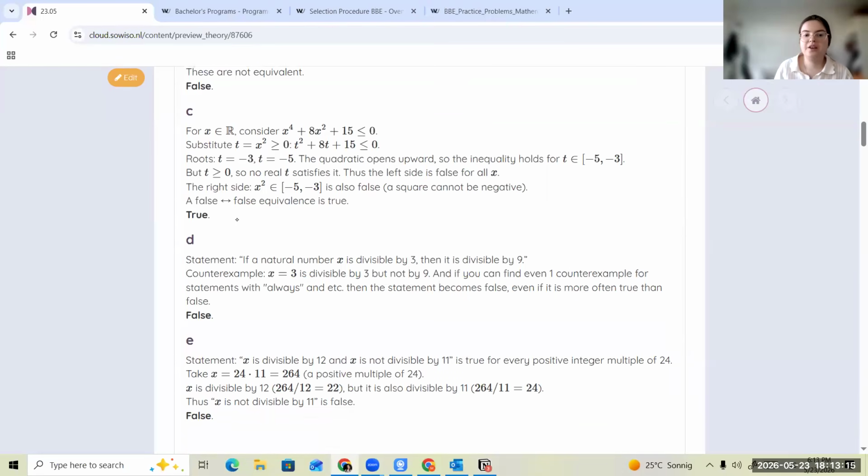So, if a natural number x is divisible by 3, then it is divisible by 9. If you find just one example where it gives a false result, then you can say that the whole thing is false, just by finding one counterexample. So let's say the number 3 is divisible by 3, obviously, but it's not divisible by 9, because it will not give you a whole number as a result. So therefore this whole thing is just false. I think this is relatively nice and simple.